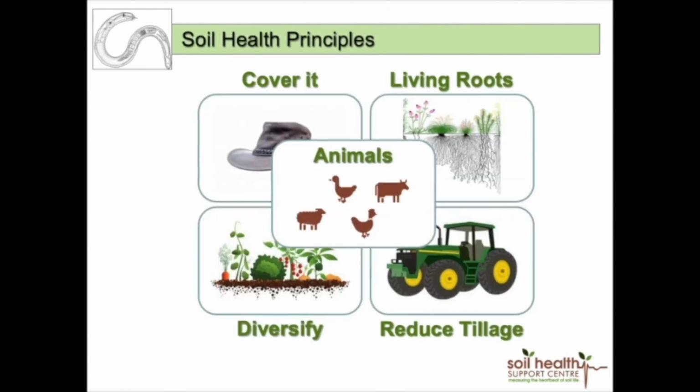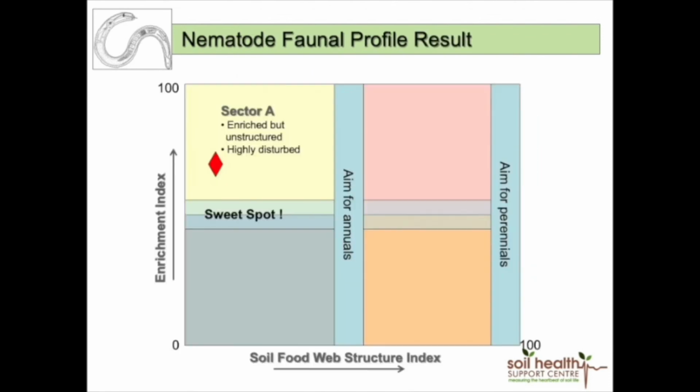Cover the soil, whether with cover crops, mulch, or compost, to trap moisture and to keep the soil cool. Living roots help water infiltration and will feed the microbes. Diversity above ground creates diversity below ground. The less soils are disturbed, the more structured the soil food web will become, and if possible, incorporate an animal component. Enriched soils that are highly disturbed will only improve if disturbance is decreased.